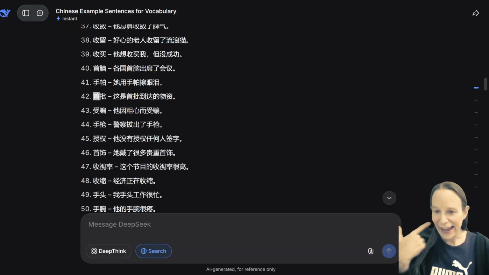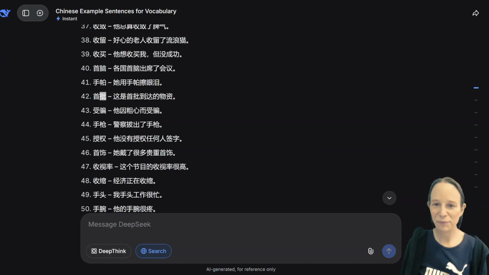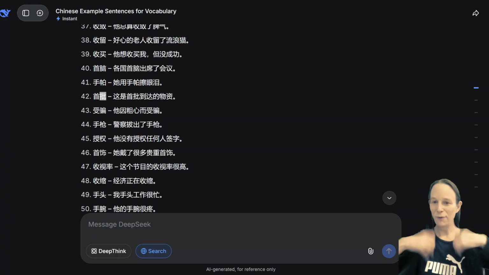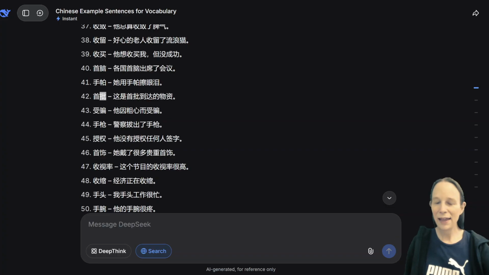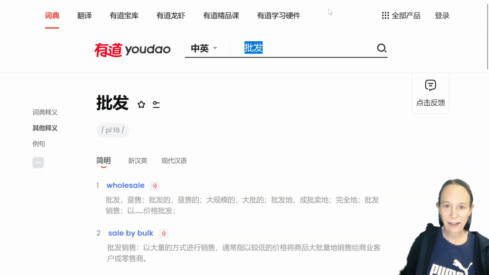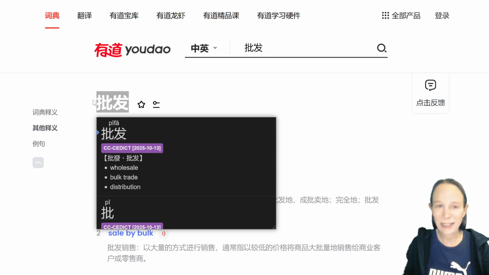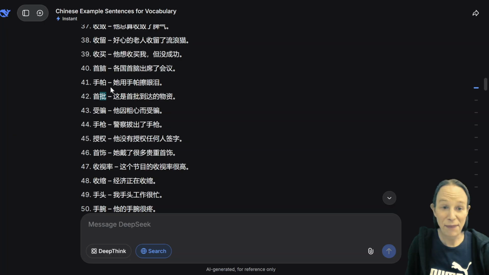手 means head, but usually initial or first. 批 is a batch. It's a measure word. Yeah, 一批书 is a batch of books, right? If you're producing books, you'll have one batch and maybe another batch and so on. And you also have it in the word 批发. This is just wholesale, right? You sell things in bulk or large quantities or in batches.